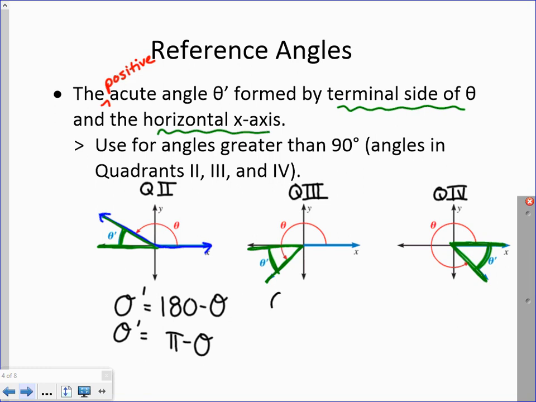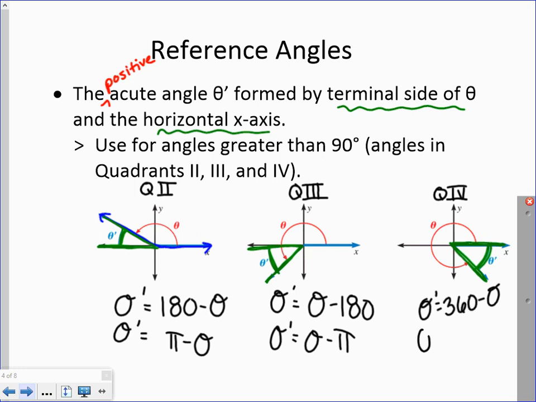In quadrant 3, essentially you have an overflow, something beyond 180. So how far did I go past 180? Just take your angle and subtract 180. So theta minus 180 or theta minus pi. And then in quadrant 4, instead of having two things that add up to 180, you need two angles that add up to 360. So theta prime is going to equal 360 minus theta, or 2 pi minus theta.